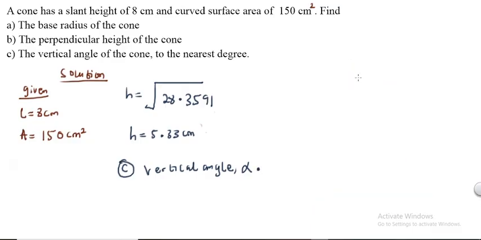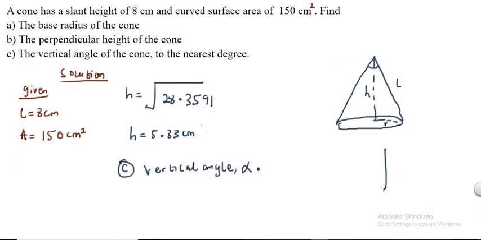Before we solve the vertical angle, I want to really understand what the vertical angle of the cone is. If we have a cone like this and we have our height here with our radius, this is our height, this is our slant height. The vertical angle is simply this angle, this is our radius. So how do we find this angle?